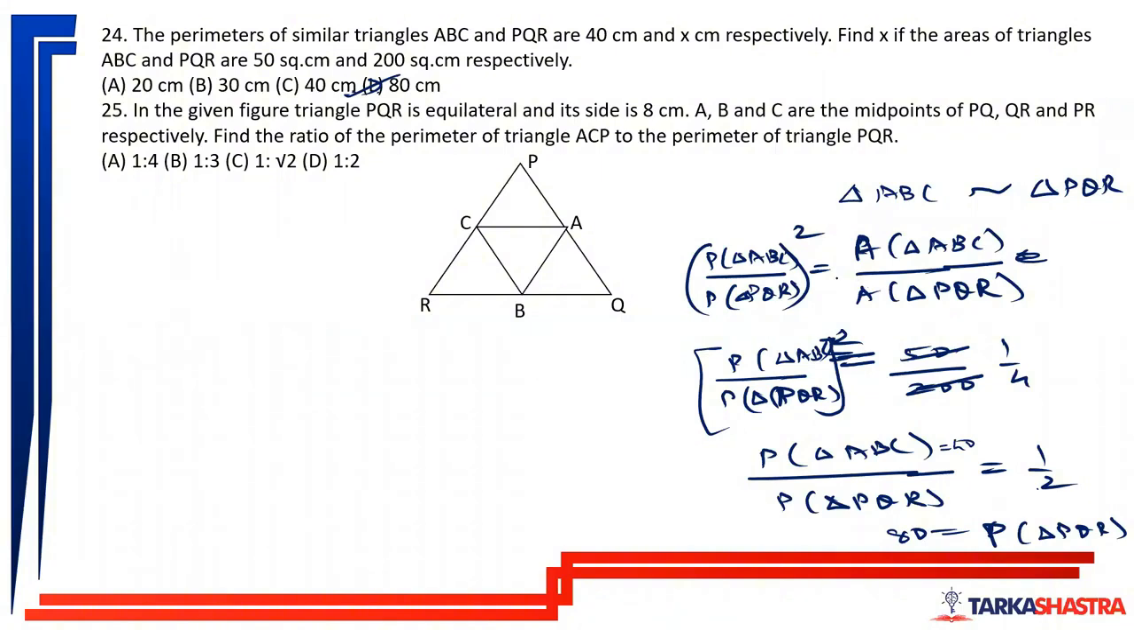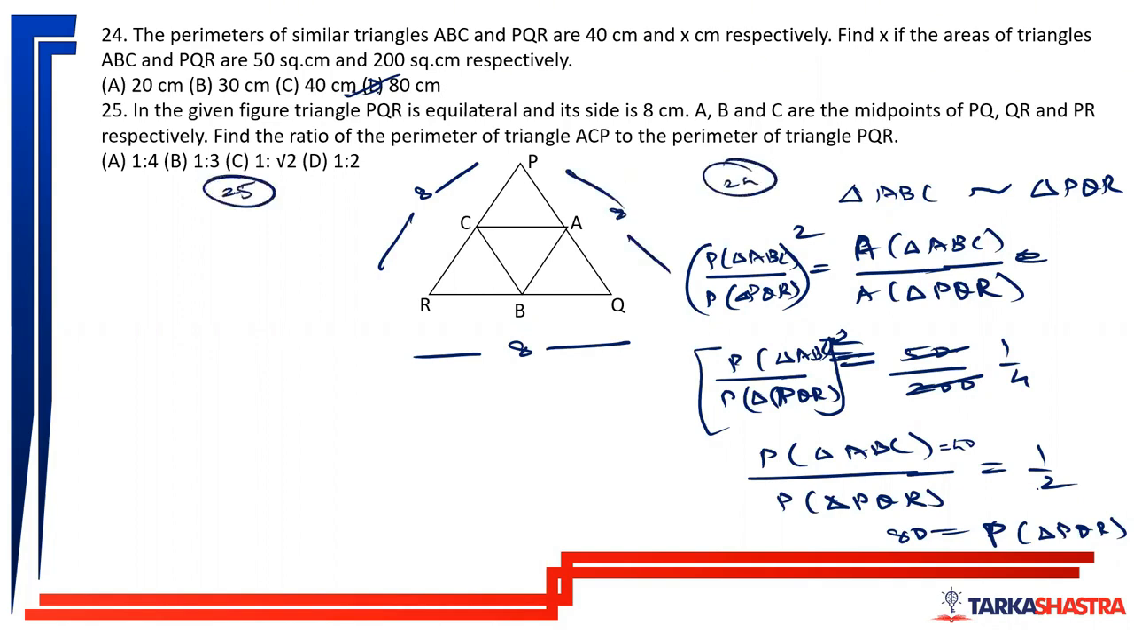Okay. In the given figure, triangle PQR is an equilateral triangle and its side is 8 centimeters. This is 8, this is 8, this is also 8. This was our 24th question. Now we are moving to the 25th question, the last question for the day.